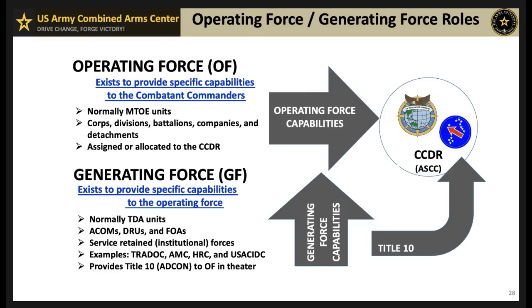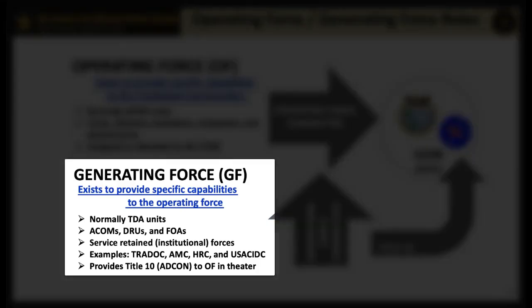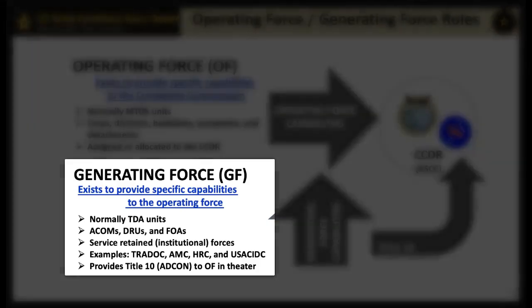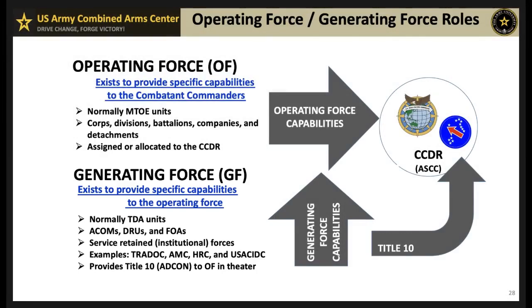Conversely, the generating force, primarily consisting of TDA units, focuses on providing capabilities to the operating force. ACOMs, DRUs, and field operating agencies fall under this category, along with institutional forces such as TRADOC, AMC, HRC, and USACIDC. These organizations are responsible for training, equipping, and sustaining the Army's overall readiness.